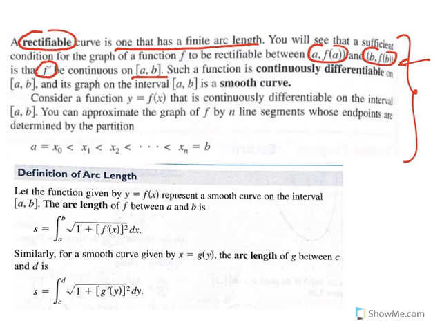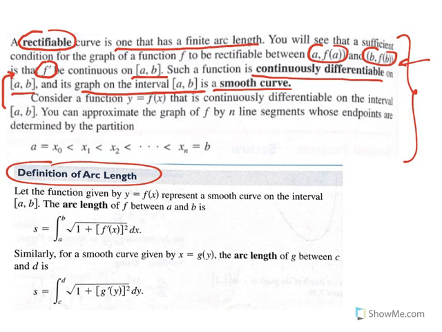Why do we require this? Because we're actually going to use this as a part of the derivation. Such a function is continuously differentiable on the closed interval from a to b, and its graph on the closed interval from a to b is a smooth curve. And that is why in the definition of arc length, that prerequisite is stated. You have a function whose graph is a smooth curve. Then you can find the length of that arc between x is equal to a and x is equal to b by using this definite integral.